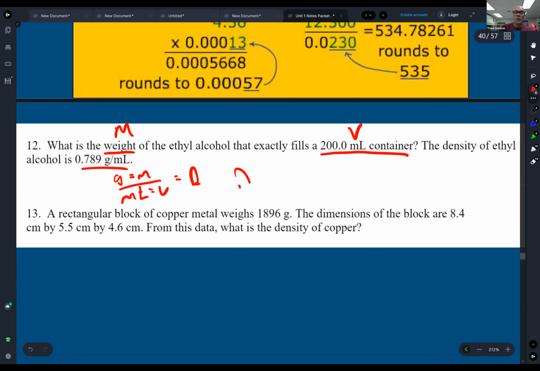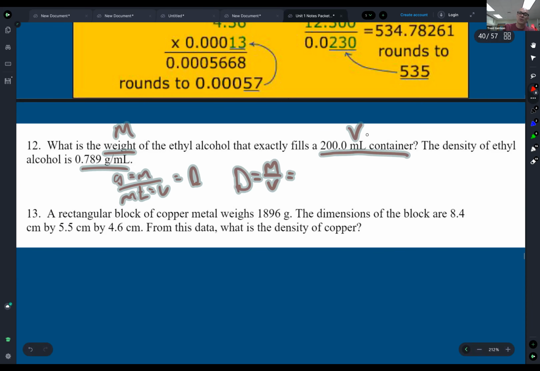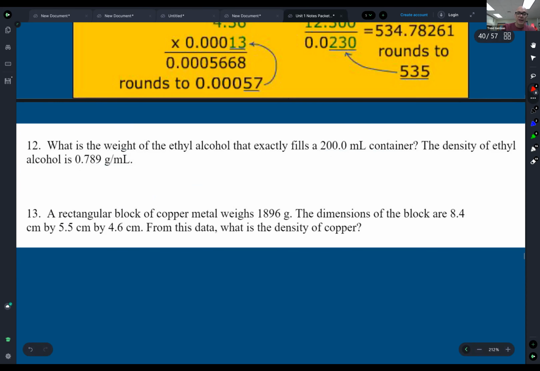Okay, so we know the formula: D equals M over V. We are asked to solve for the mass. Now, again, I could use algebra and solve for that value, or I could look at my triangle. M is equal to D times V, and if I'm looking for mass, that means that I'm going to multiply D times V.